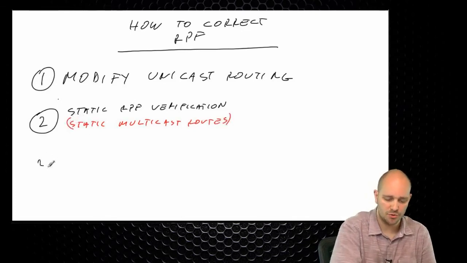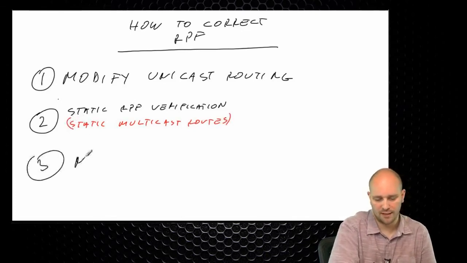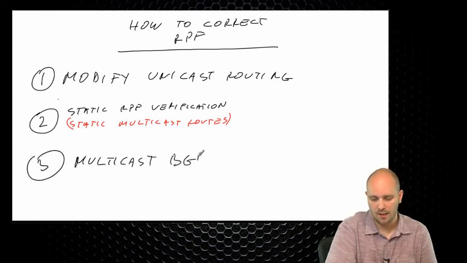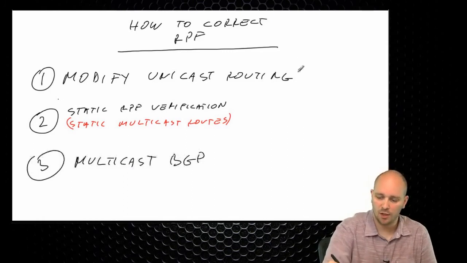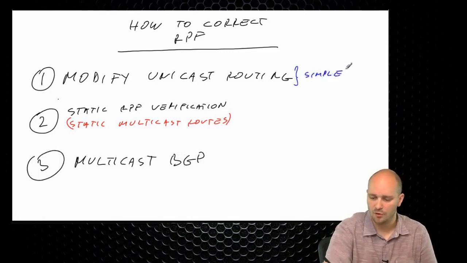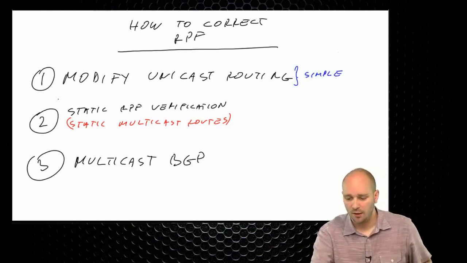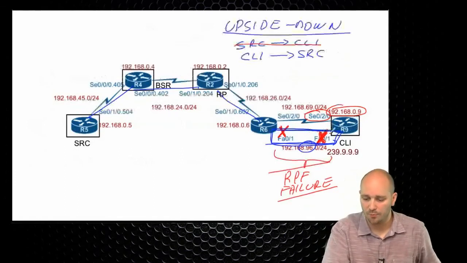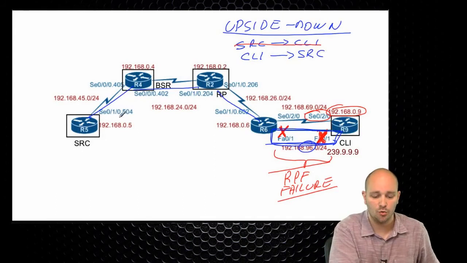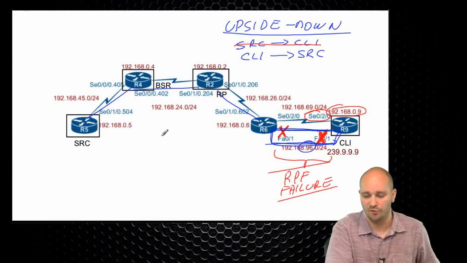And you can use multicast BGP. Now, this one here is simple to understand, because the only thing that I actually need to do is make sure that R9 here prefers the path over the serial interface instead of the FastEthernet interface to reach the source of the traffic.